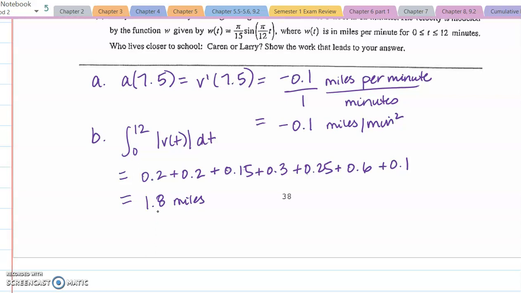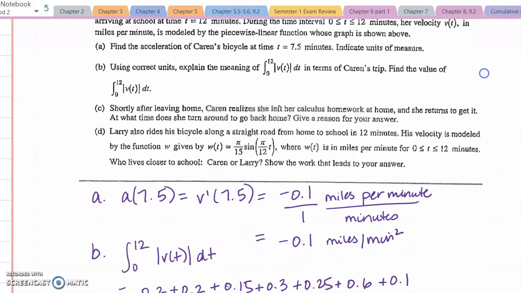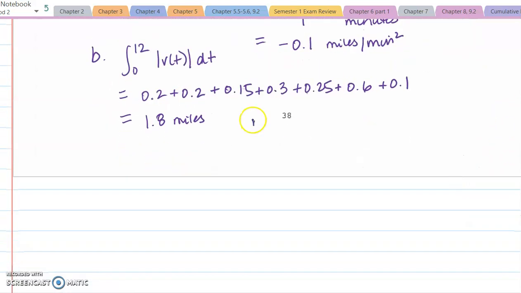They did ask us to use correct units, and the reason that the units are miles is because this is a distance traveled question. Every single one of your area calculations is going to be doing a miles per minute unit and multiplying them by minutes. So your miles over minute times minutes, the minutes will cancel out and you're left over with miles.